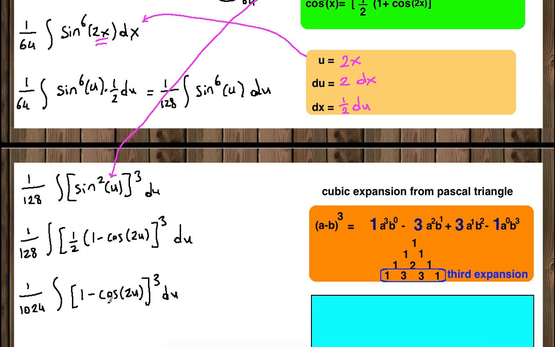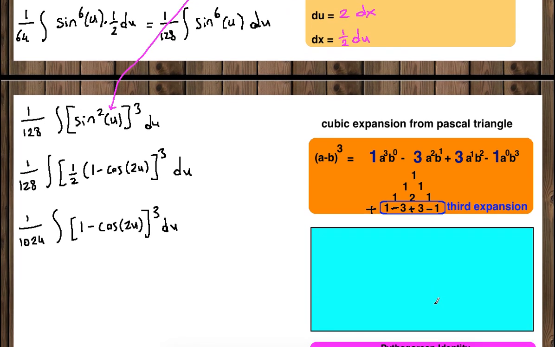Here we're going to do cubic expansion utilizing Pascal triangle. So on the third expansion of Pascal triangle, our coefficients are 1, 3, 3, and 1. Since it is a minus b term, it's going to be negative, positive, negative. So we start like this. We start positive, negative, positive, negative. Here our a term is 1, and our b term is cosine of 2u. Our coefficients are 1, 3, 3, and 1.